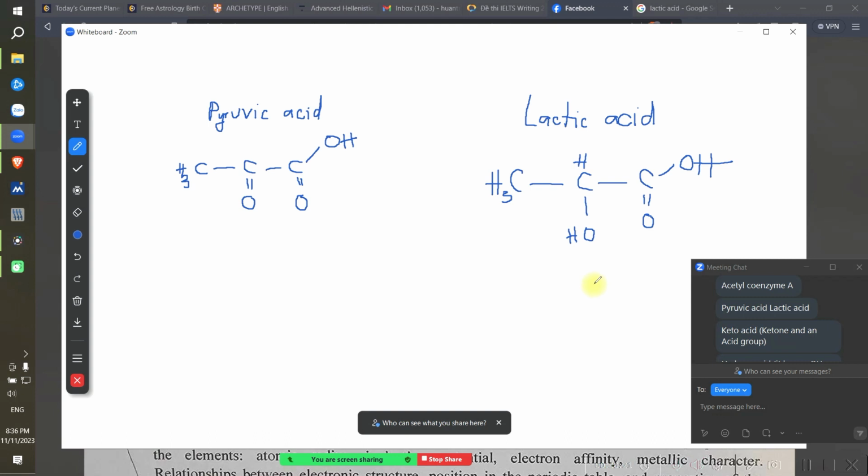Now, what happens here? From pyruvic acid to lactic acid, what do you see? It's gaining more hydrogen, right? Gaining hydrogen means reduction, or losing oxygen. So basically, when you gain hydrogen, it is reduction.